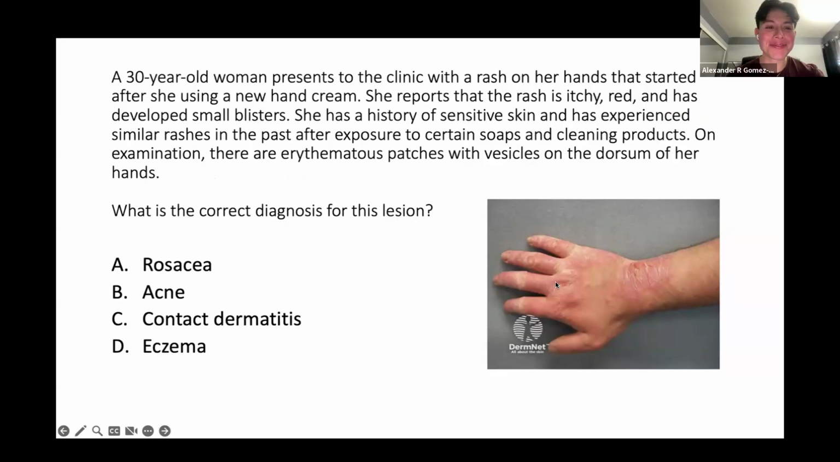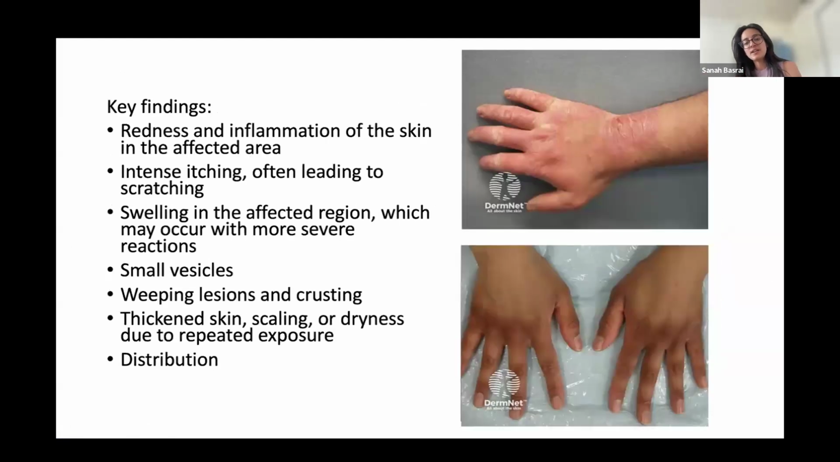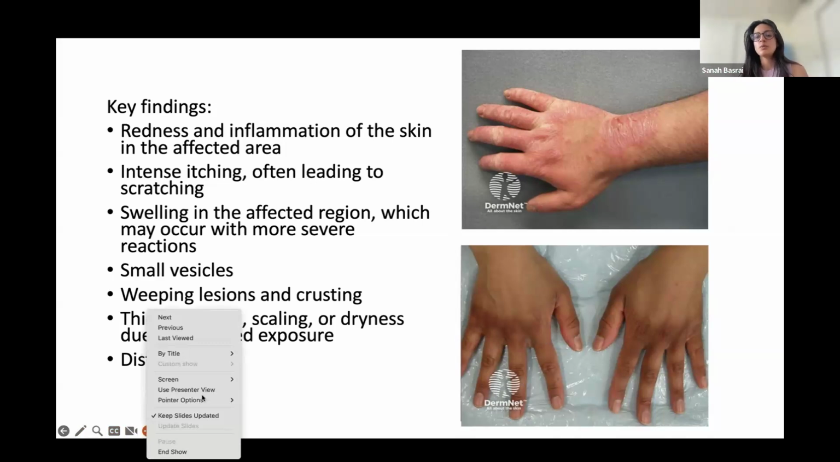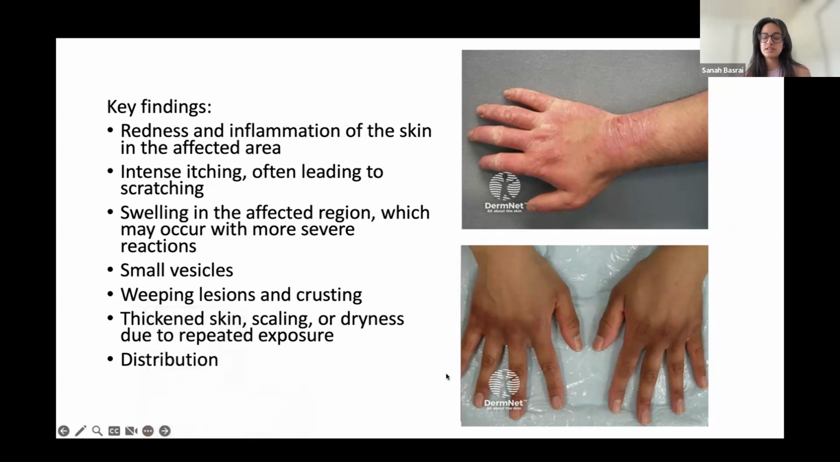Yeah, so someone said in the chat, contact dermatitis. That's correct. Lots of hints in the vignette itself about exposure to products. And what we see in the picture itself is the thickening and the scaling and the dryness. You compare the picture on the top with the picture on the bottom. On the bottom is what you see in darker skin. So instead of redness, it's more post-inflammatory hyperpigmentation that we see in contact dermatitis. So it could sometimes be hard to see contact dermatitis in skin of color because it's more pigmentation than redness.